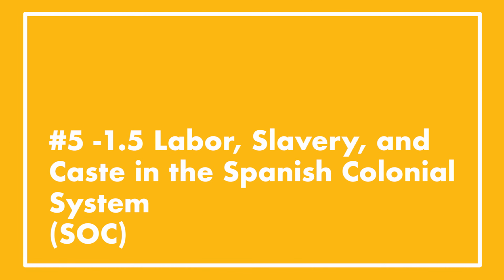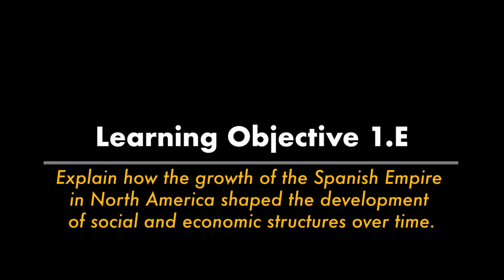This is topic 1.5. We're talking about labor, slavery, and caste in the Spanish colonial system. And the theme for today is social structures. It refers to how societies organize themselves around certain hierarchies. The learning objective is explain how the growth of the Spanish Empire in North America shaped the development of social and economic structures over time.